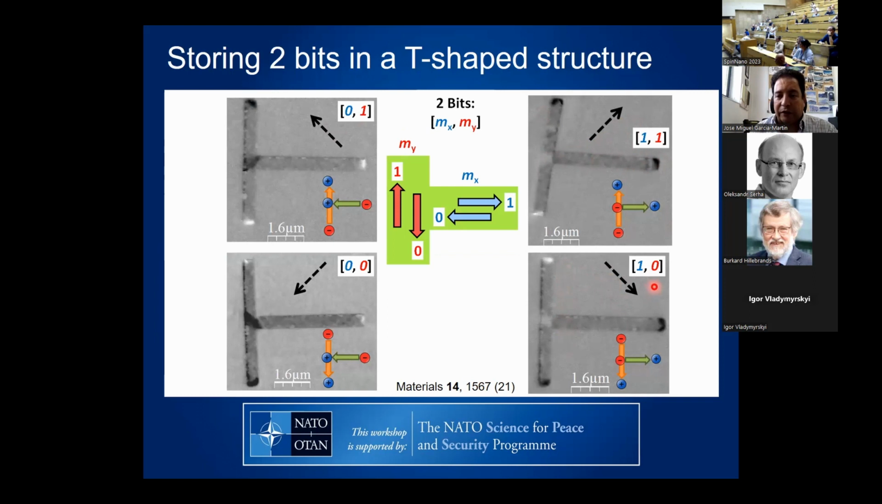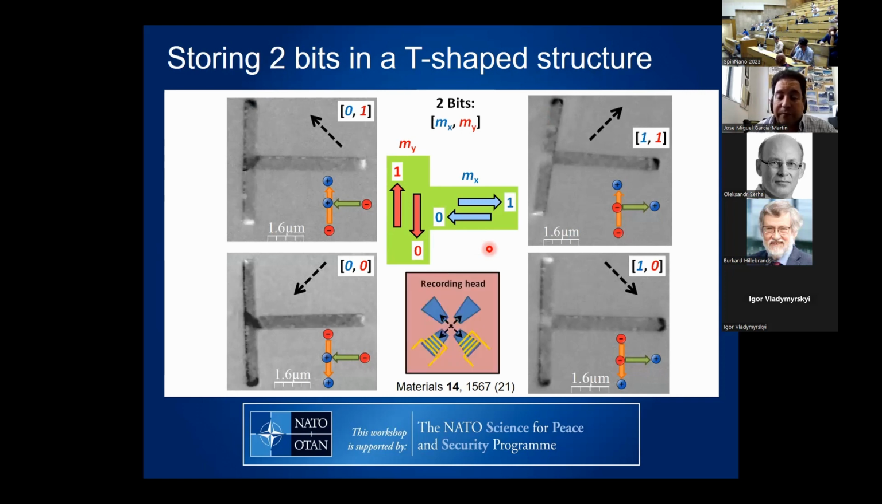So this is the 1-0 state. So we have the experimental proof of the 4 remanent states that are stable and that can be achieved using this T-shaped structure. So they could be used to fabricate magnetic hard disks based on T-shaped nanostructures.